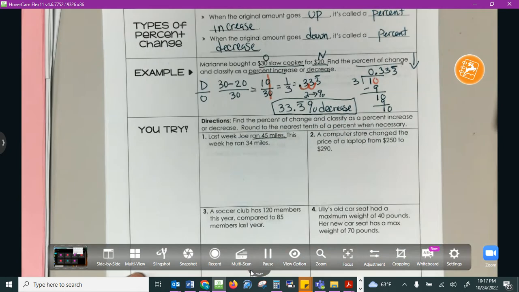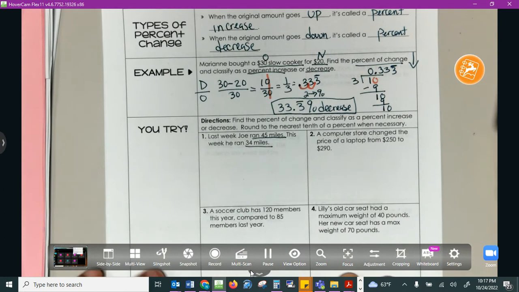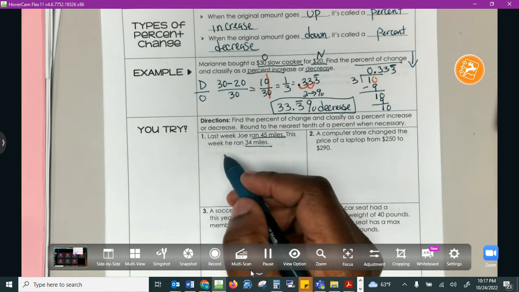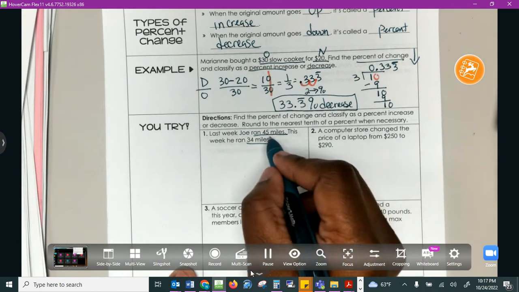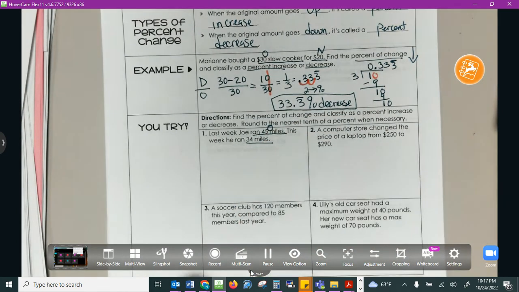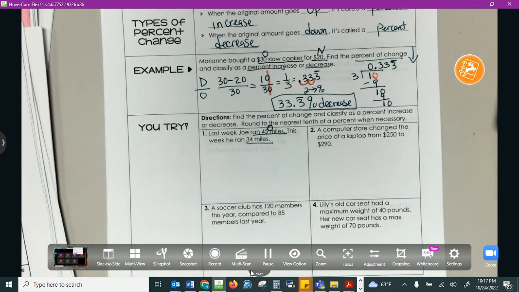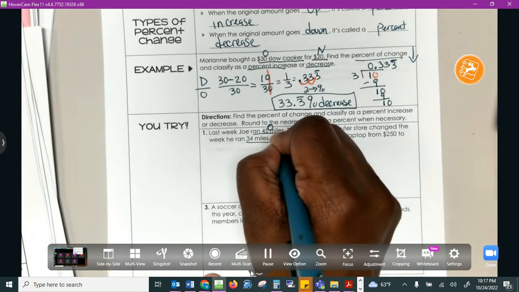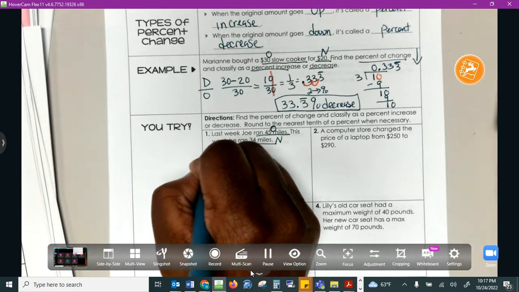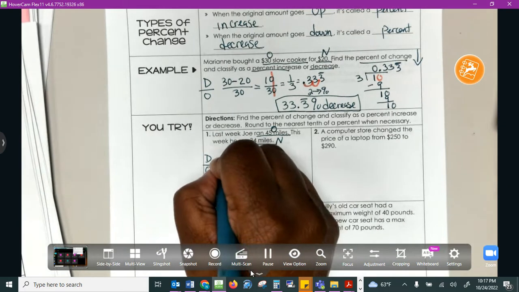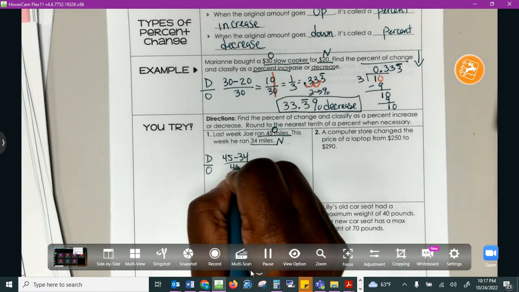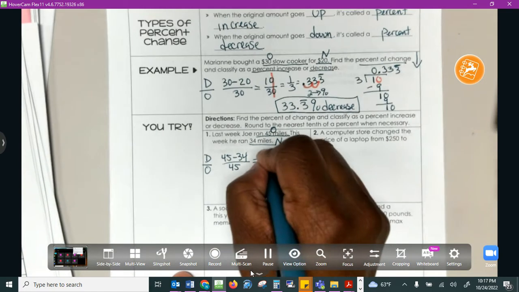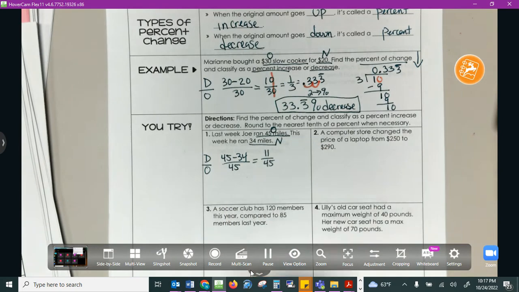So last week he ran 45 miles. This week he ran 34 miles. So what does that tell us? Well, if Joe ran 34 miles and 45, this 45 last week is my original, and this 34 is my new. So remember, I want the difference over the original. So 45 minus 34 over the original of 45. That turns out to be 11 over 45.